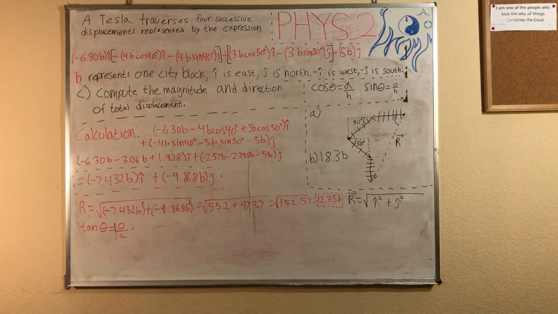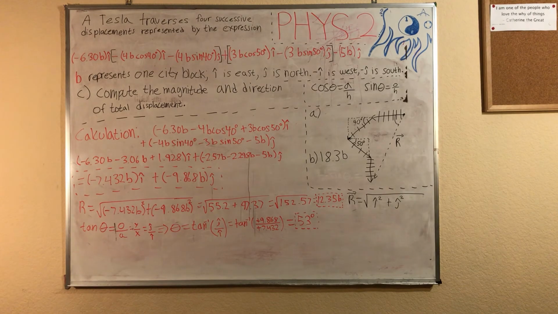theta to get opposite over adjacent, or y over x, or j hat over i hat. Solving for theta equals tan inverse of j hat over i hat. Plugging in now for j hat and i hat, we get tan inverse of negative 9.868 divided by negative 7.432. The negatives become positive, and calculating this, we get an angle of 53 degrees.